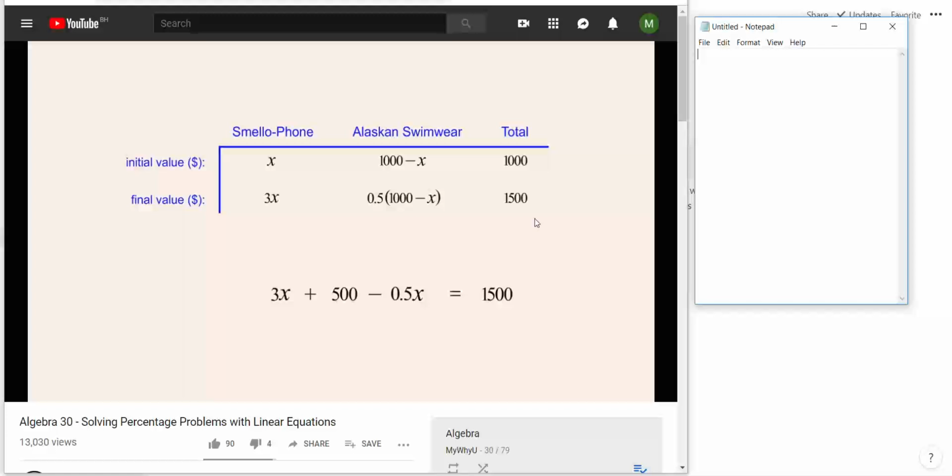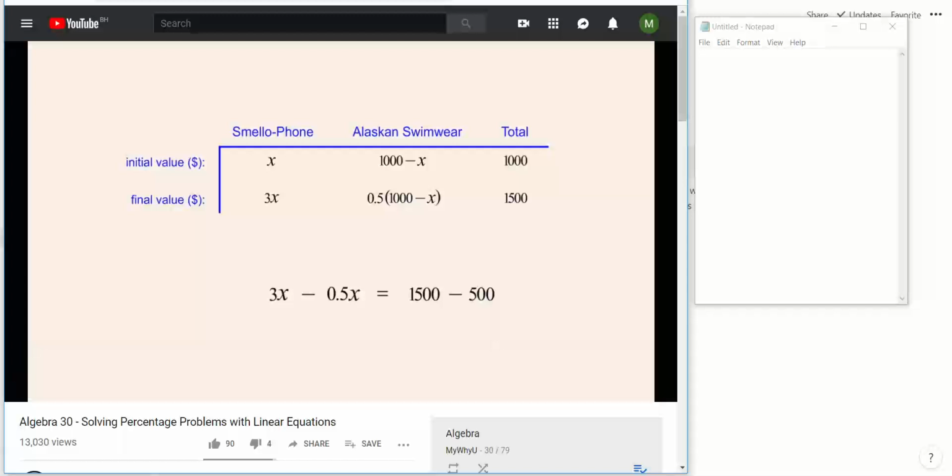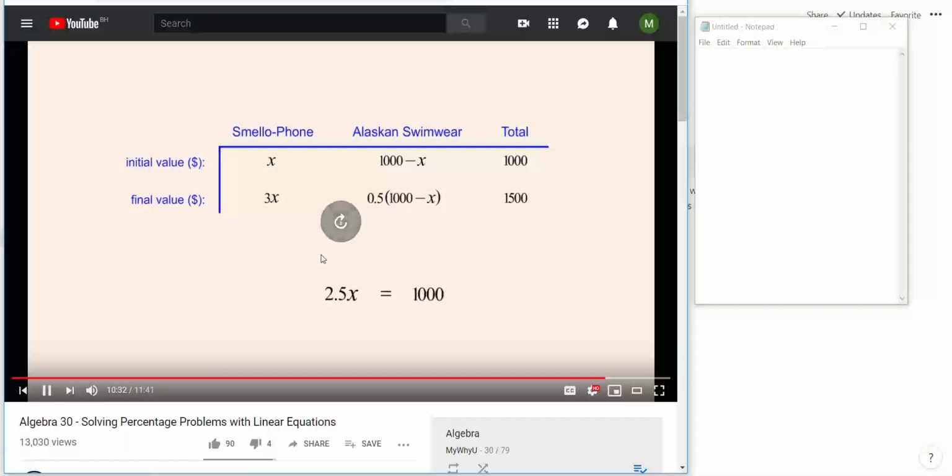Subtracting 500 from both sides of the equation allows us to cancel the positive and negative. Combining these terms, 3x minus 0.5x is 2.5x. Dividing both sides by 2.5 gives x equals 400.